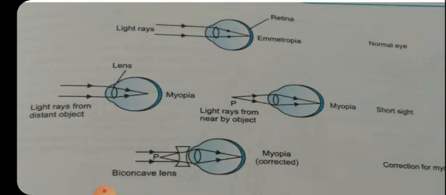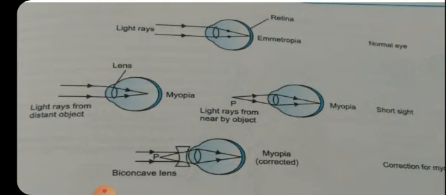Myopia is acquired. How is it acquired? When there is increased duration of close work over years, something like reading, which continuously activates the accommodation process, especially the lens becoming more convex. Myopia is normally corrected by a biconcave lens.